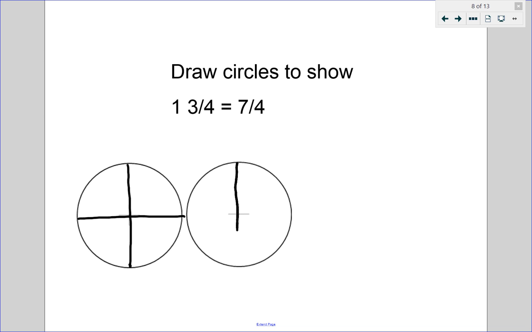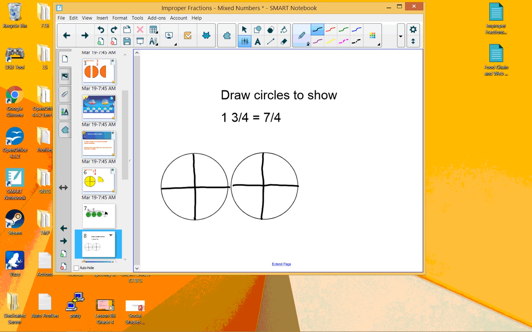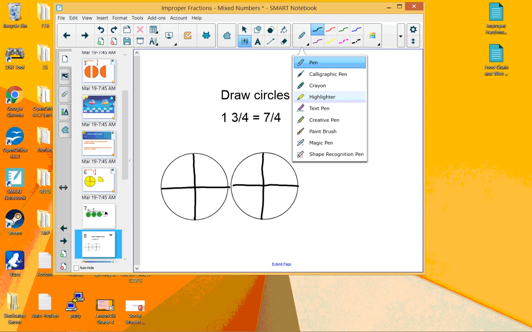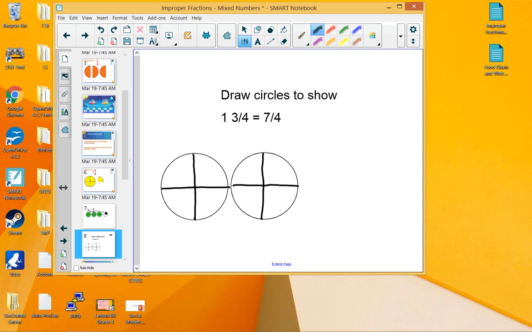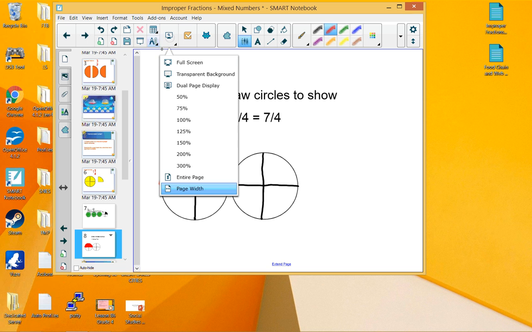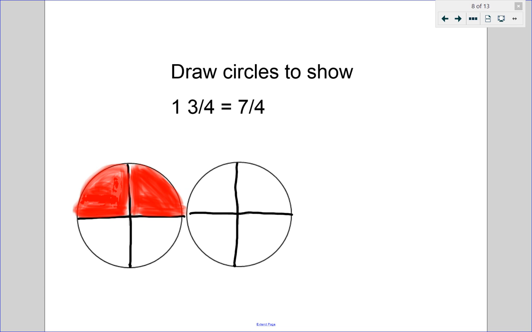Actually, I probably would color in that first circle completely before I do my lines, but that's okay. All right. Let's do the paintbrush, and we'll use red. So we color in all of the first one. Go full screen again. All right, that whole one is colored in. That's the one right there that we're looking at.